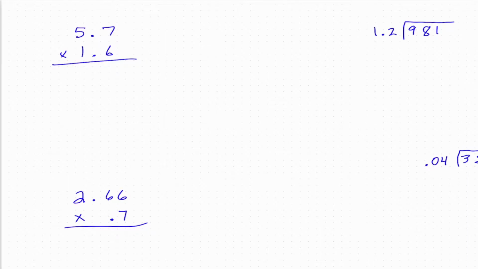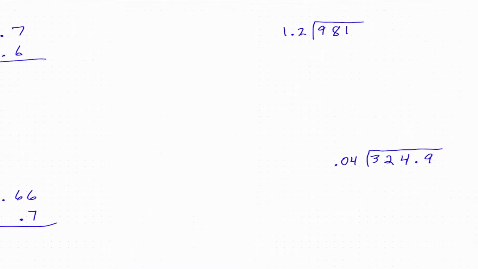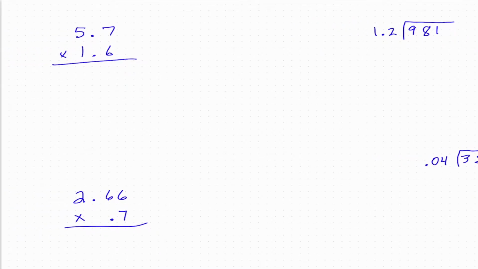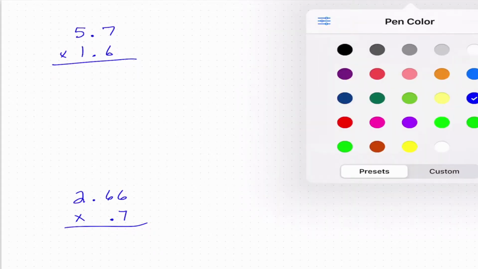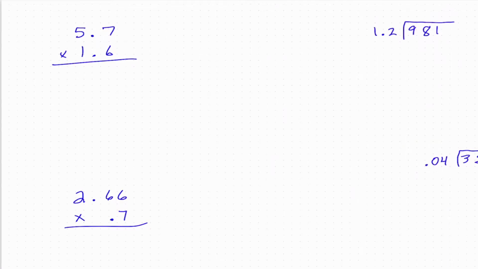So let's look at this problem right here. Okay, we have 5.7 times 1.6. The first thing I want you to do, until you get used to this, is count the number of decimal places in your problem. That goes for both numbers, so we have to look at both numbers. On this one we have one decimal place, and on this one we have another decimal place.